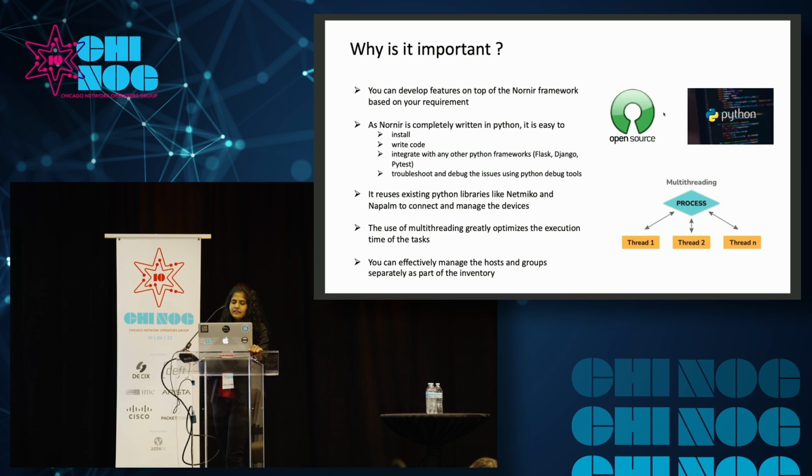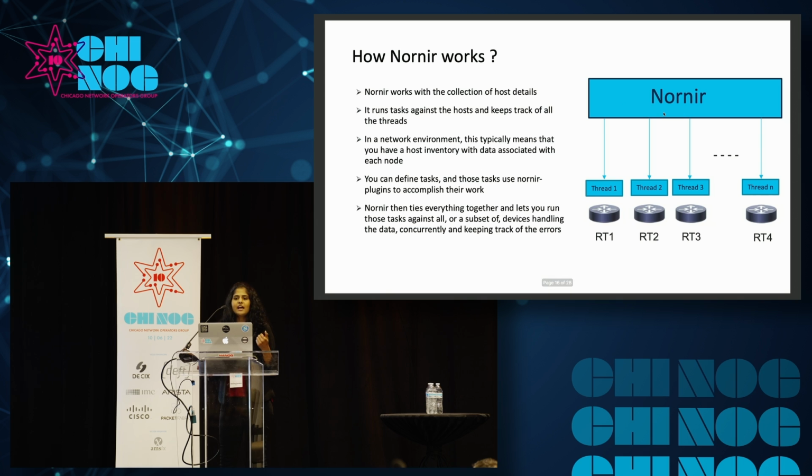The main features of Nornir are inventory management and concurrency. You can manage the hosts separately in an inventory, and you can also execute tasks concurrently. That way you can optimize the time taken to execute the tasks. So how does it work? It works with a collection of host details.